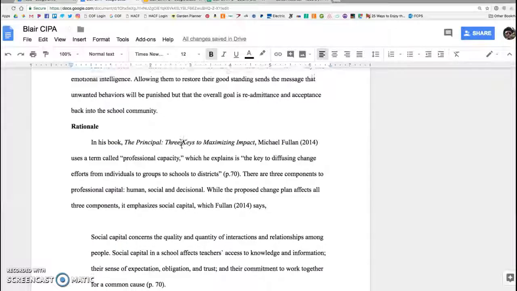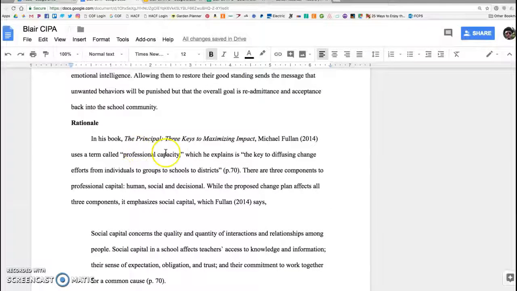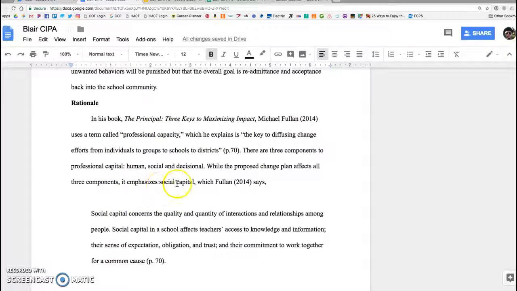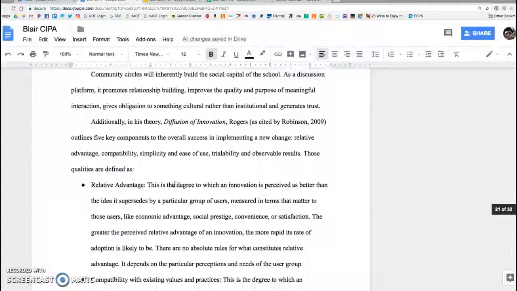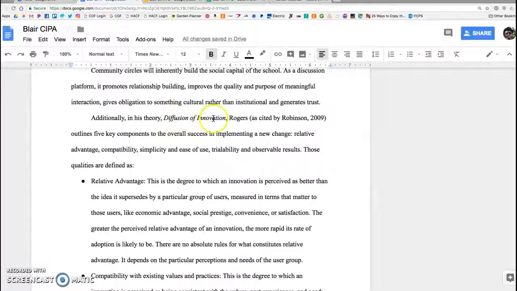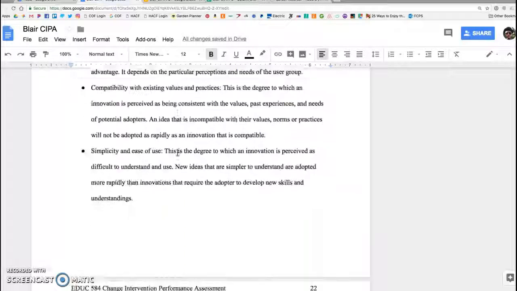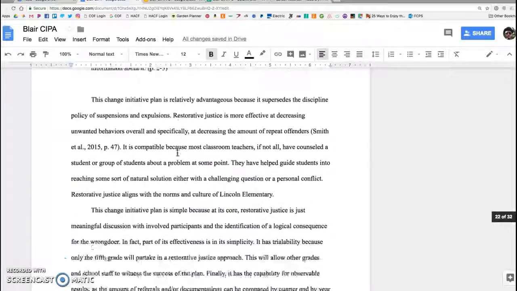Go through the rationale, full and stern professional capacity, specifically the social capacity. This plan really builds the social capacity of the school, and also works through the diffusion of innovation. That's said by Robinson, but it's a theory by Everett Rogers, in which he uses 5 components: relative advantage, compatibility, simplicity and ease of use, trialability, and observable results, to gauge how successful an innovation will be. So working through those components as well in this section.